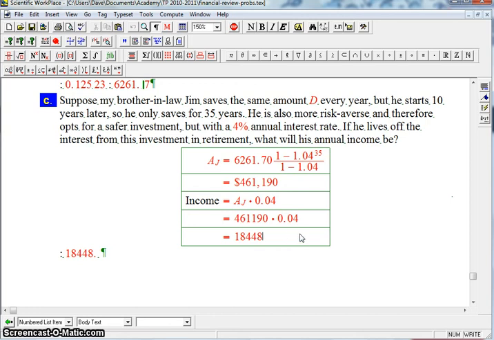By the way, I do have a brother-in-law named Jim, but he's a lot smarter than this about money. So he probably wouldn't be in this situation.